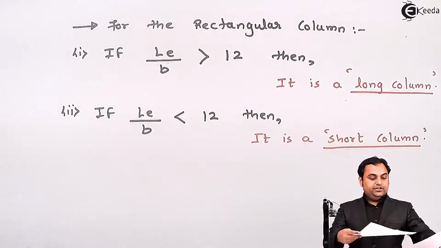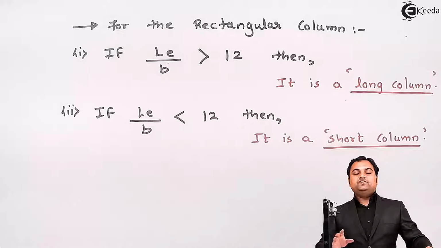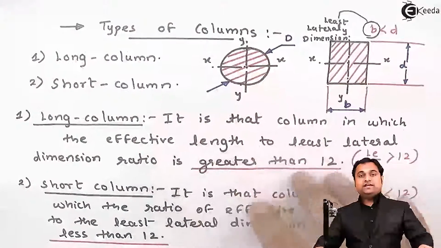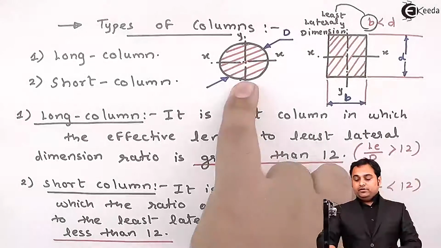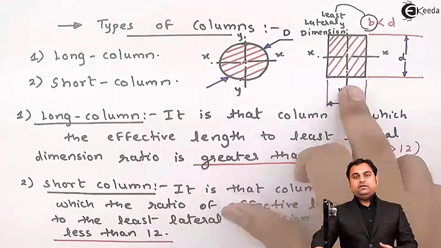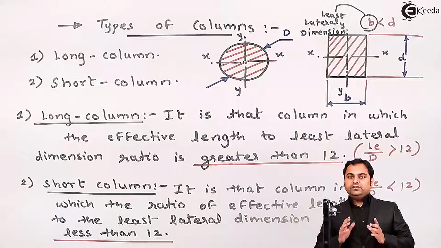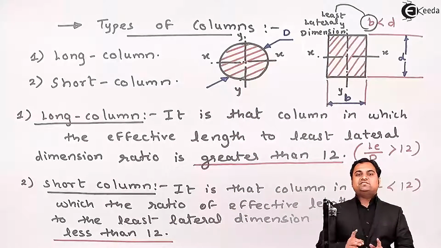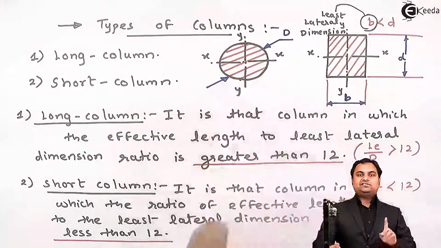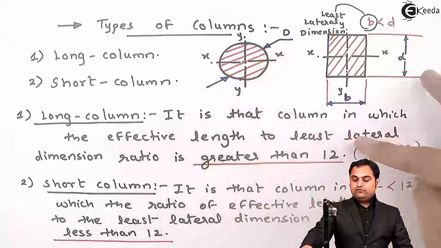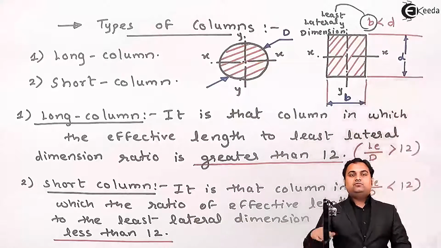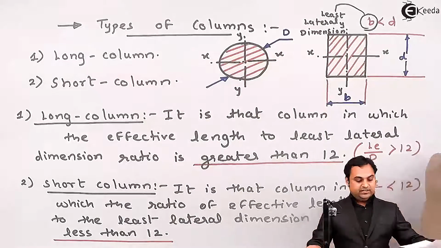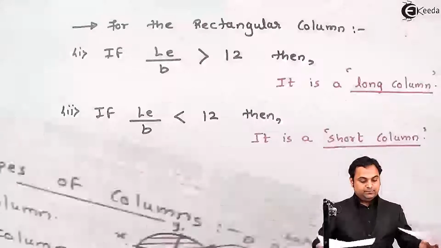So here I have explained the meaning of long and short column with the help of examples. A column can have any kind of cross section. It is not as such that there should only be a round or circular column or rectangle. Section can be anything. But here, while explaining long and short, I have taken these two examples to explain the least lateral dimension. For the circle, the least lateral dimension will be the diameter. For the rectangle, we have to take the minimum value out of width and depth, and that will be the least lateral dimension. So this was regarding the long and short column.